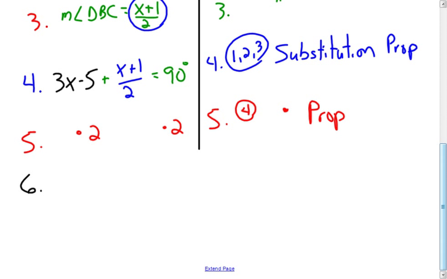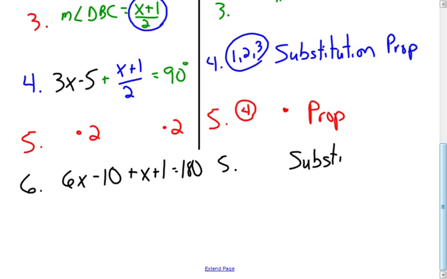So I have to remember, multiply everything on that left side by 2. So 3x times 2 put me at 6x. Negative 5 times 2 is going to put me at negative 10. And the 2 times the x plus 1 over 2, well, the 2's are going to divide out, and all I'm going to be left with is the x plus 1. And then 2 times 90 is 180. So my reason 5 is my substitution. I've replaced the stuff from line 4 and line 5 with what it's equal to. And you just heard me say I used line 4 and 5. Oops, this is reason 6.